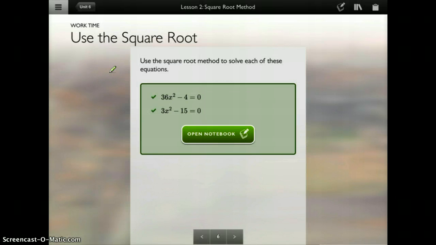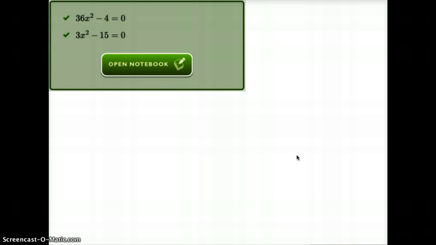Okay, here's slide 6. Use the square root method to solve each of these equations. So I'll solve these with you guys. Well, maybe I'll solve the first one, and you can solve the second one. So here are the questions. I'll solve that first one. It says 36x squared minus 4 equals 0.